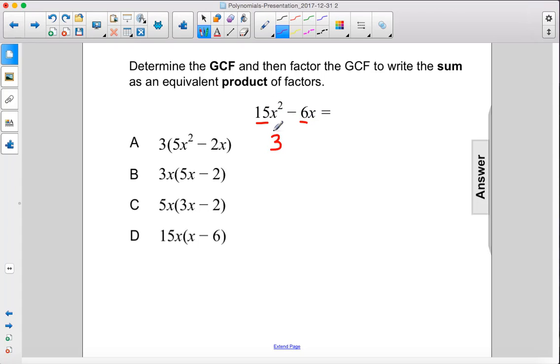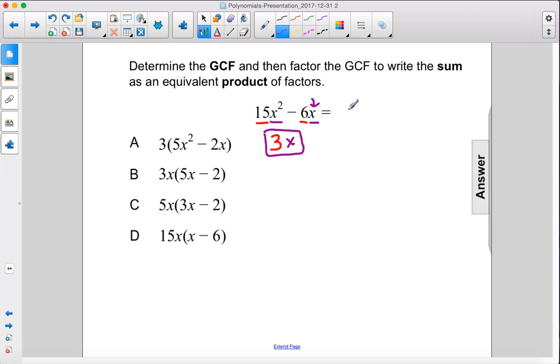So then we move on to the x. We have x squared and x. And once again, you start with your smaller one. We're limited by the smaller degree. So we have x to the first power, x to the second. We know the greatest common factor is going to be x, because x is a factor of x squared, but x squared is not a factor of x. So we have our greatest common factor here.